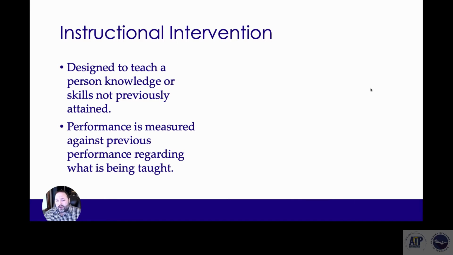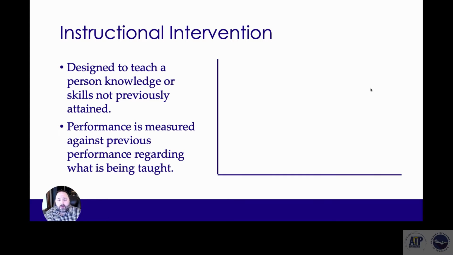How do we measure an instructional intervention? Well, we measure it against previous performance. So we take performance checks and measure that performance at different points in time. And then we're always comparing it to the previous performance to see, is the intervention doing what we want it to do? I'm a data person, so let's take a look at this in graphical form.